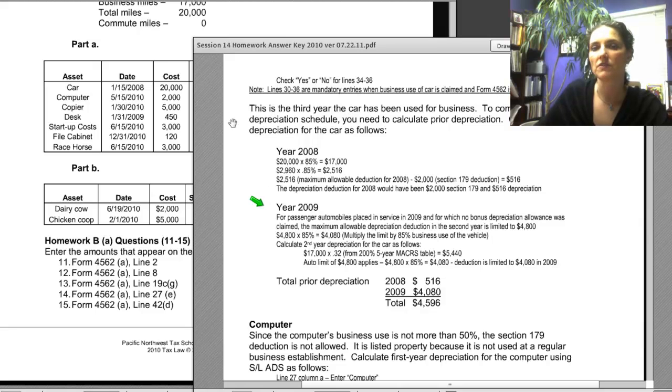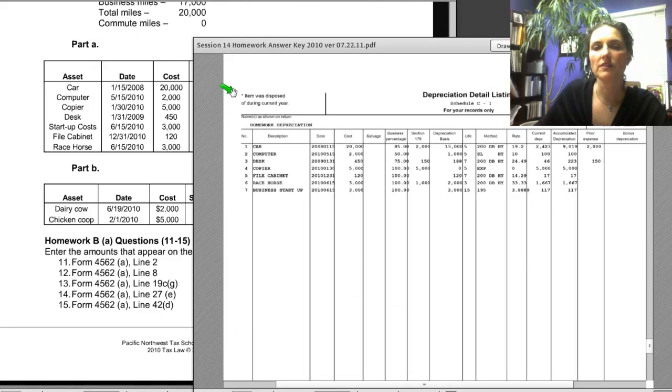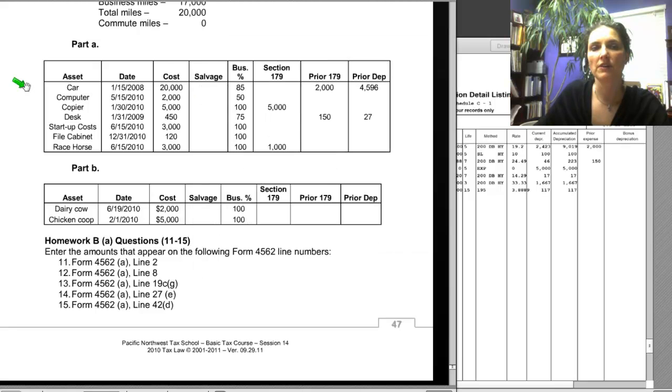This is the third year that the car has been used for business, and to complete the depreciation schedule, you will need that prior year depreciation to be entered. So here is the depreciation schedule for the first part of our homework assignment. Part 1 involves figuring depreciation for the car that was placed in service in 2008. And it shows you prior Section 179 deduction and prior depreciation claimed.